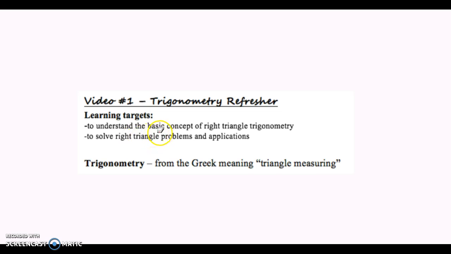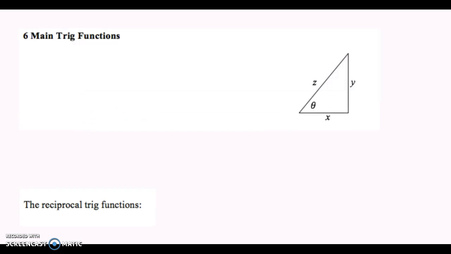We're going to really be working on understanding the basic concept of right triangle trigonometry, like how it works. We'll also look at solving right triangle problems. These are definitely going to be some review, so hopefully you find it helpful. Trigonometry does come from the Greek, meaning triangle measuring. That comes from trigon would be triangle, metry is measure. So let's get into it.